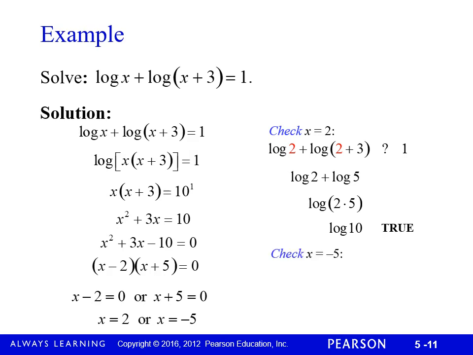Now let's check when x equals negative 5. We get the log of negative 5 plus the log of negative 5 plus 3, and we're trying to see if this equals 1. Well, immediately I'm going to stop, because remember, I cannot take the log of a negative number. This is false. There is no solution here, so this is not a possible solution. So we only have one answer to this problem, and that is that x equals 2.